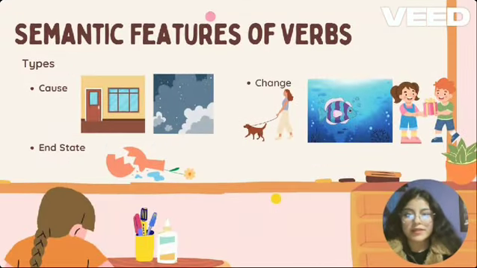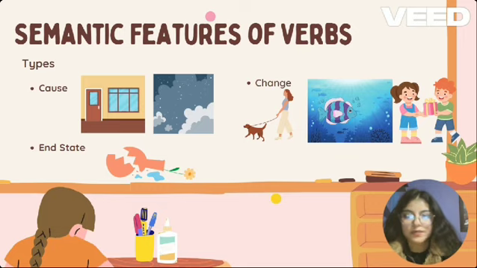The second topic is semantic features of verbs. Verbs carry additional information beyond their basic meaning, known as semantic features. These hidden codes reveal deeper meaning and how verbs are used in a sentence.